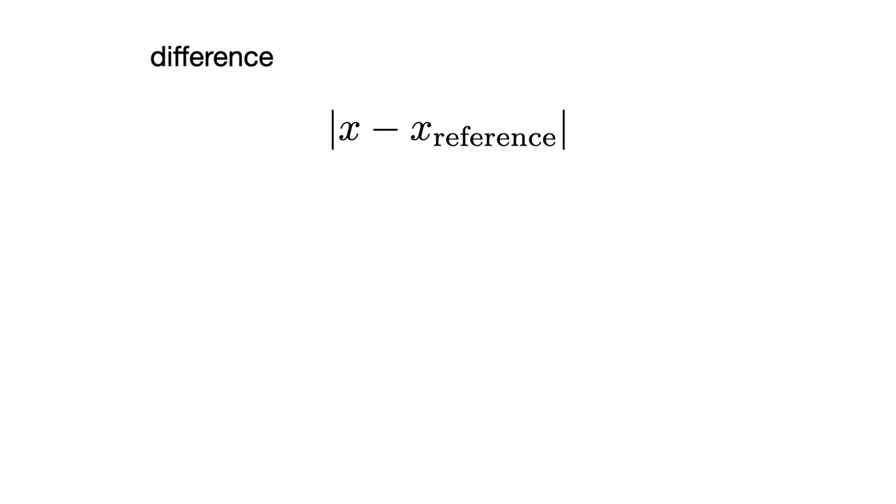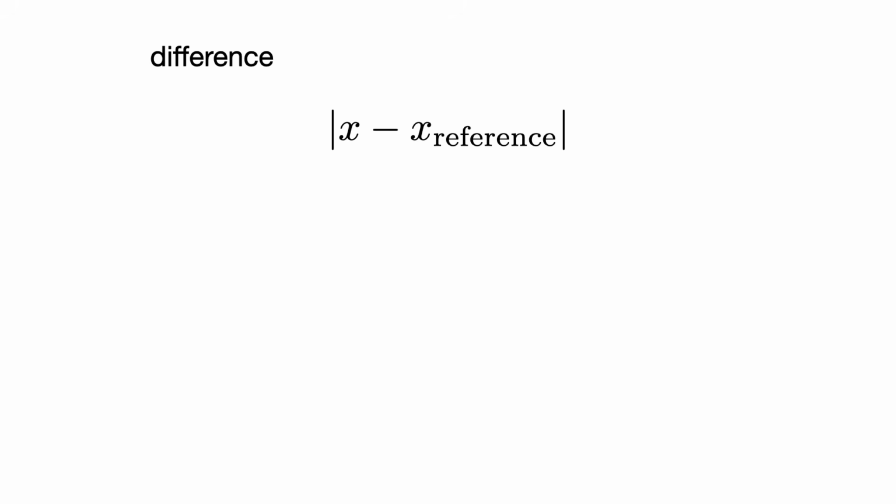First, we need a metric of difference. A simple metric is just x minus x reference, and very related to that is the absolute difference, which is the magnitude of x minus x reference. So if x is 10 and x reference is 11, then the absolute difference would be 1.